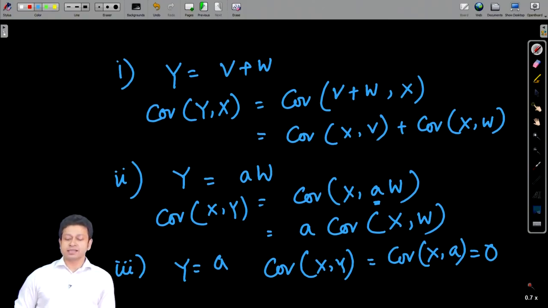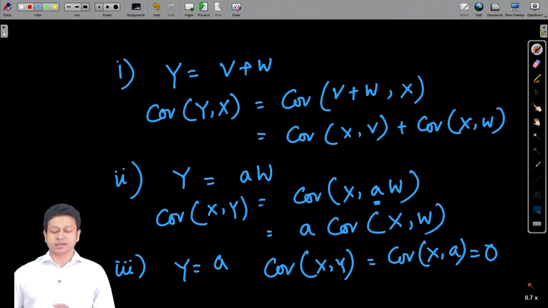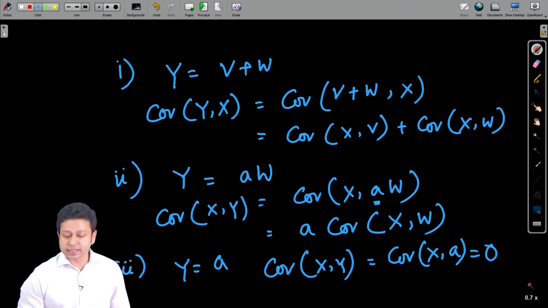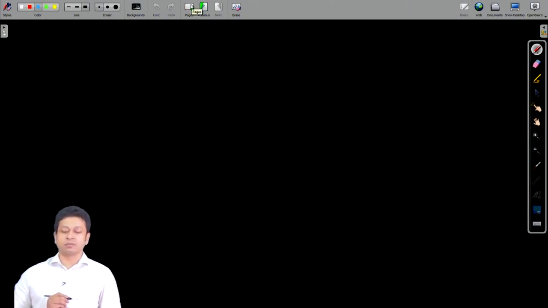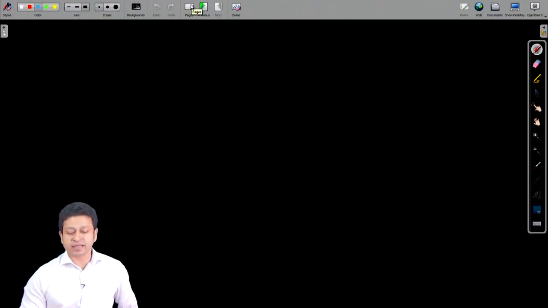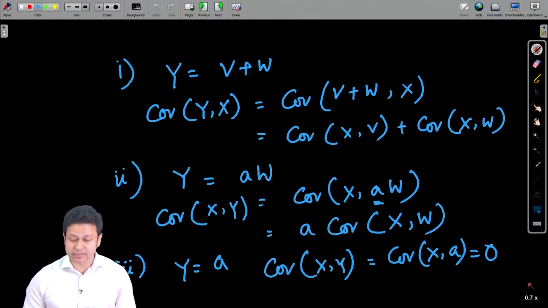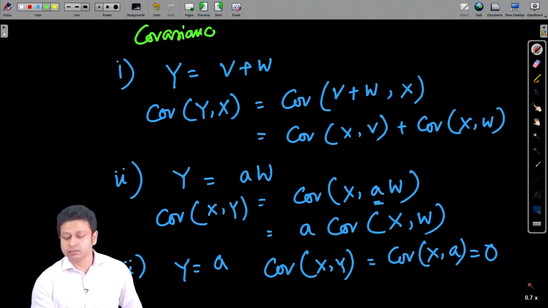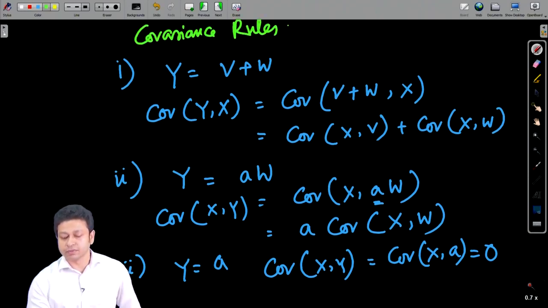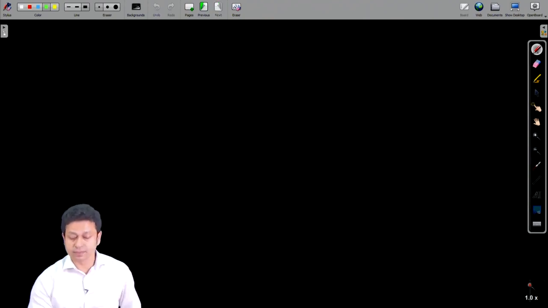Okay. So, these are the 3 rules of covariance that we need to keep in mind, and with this we are going to see the last topic here, which is the variance rule. Let me write down, this is the covariance rules, and I am going to talk about variance rules.